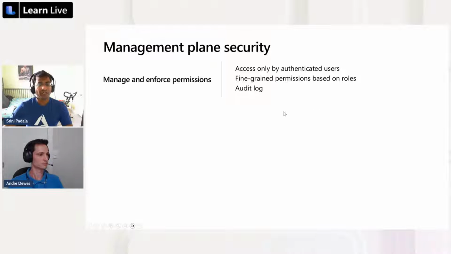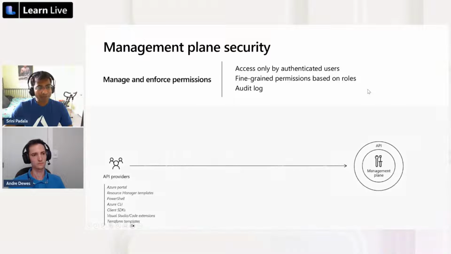So API management, like any other Azure service, has access control built into it, right? You can only enable management operations to be done by authenticated users. You can have fine grained permissions based on roles, right? And all the activities that are performed on an API management instance are audited, right? If you want to take an audit report for your compliance requirements or your compliance audits, you can always use these logs to look at who has changed what within API management.